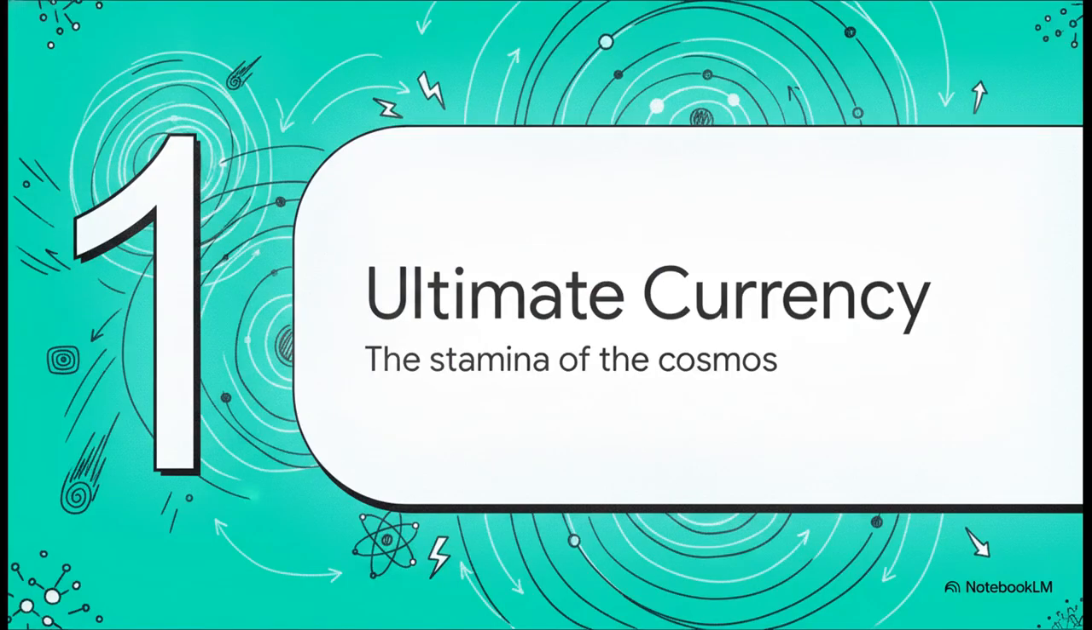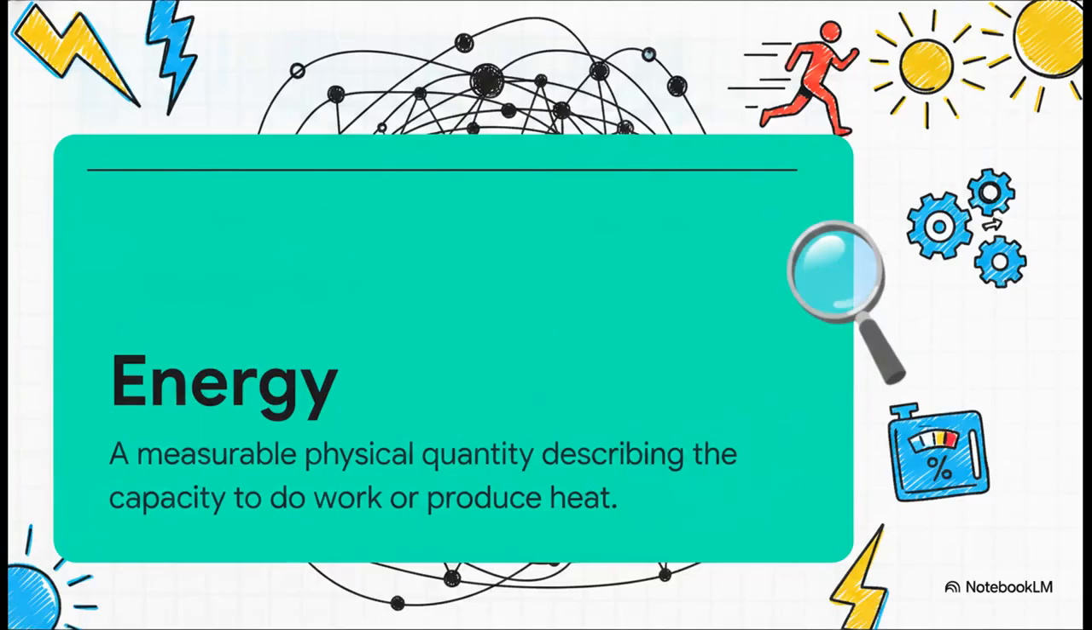All right, part 1. The universe's ultimate currency. So everything starts with energy. By definition, energy is a measurable physical quantity that describes the capacity to do work or produce heat. You can kind of think of it as the ultimate fuel tank of the universe, or maybe like an athlete's physical stamina right before they run a massive marathon. Because without energy, the entire universe is completely frozen. Nothing moves, nothing heats up, nothing changes at all. It is literally the fundamental fuel tank for all physical reality.